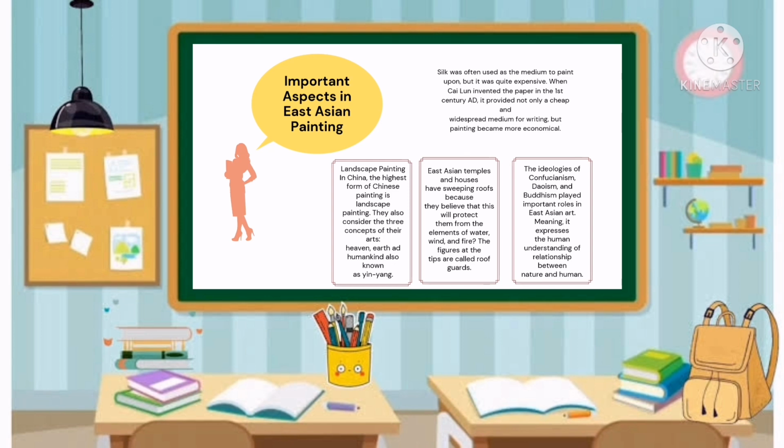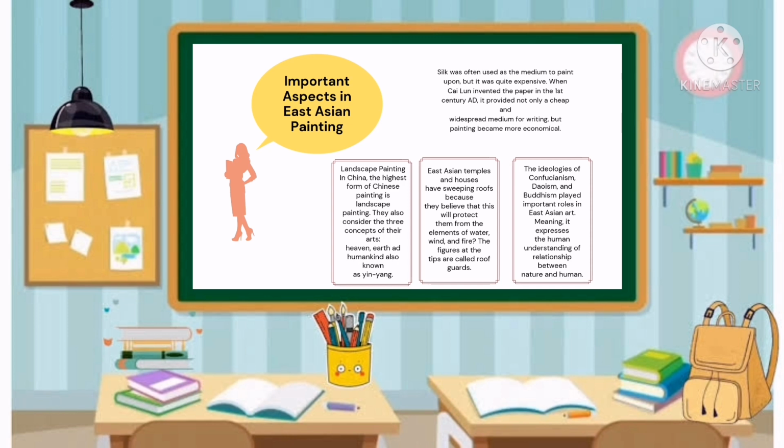The highest form of Chinese painting is landscape painting. They consider the three concepts of their arts: heaven, earth, and humankind, also known as the yin-yang. East Asian temples and houses have sweeping roofs because they believe that this will protect them from the elements of water, wind, and fire. The figures at the tips are called roof guards.